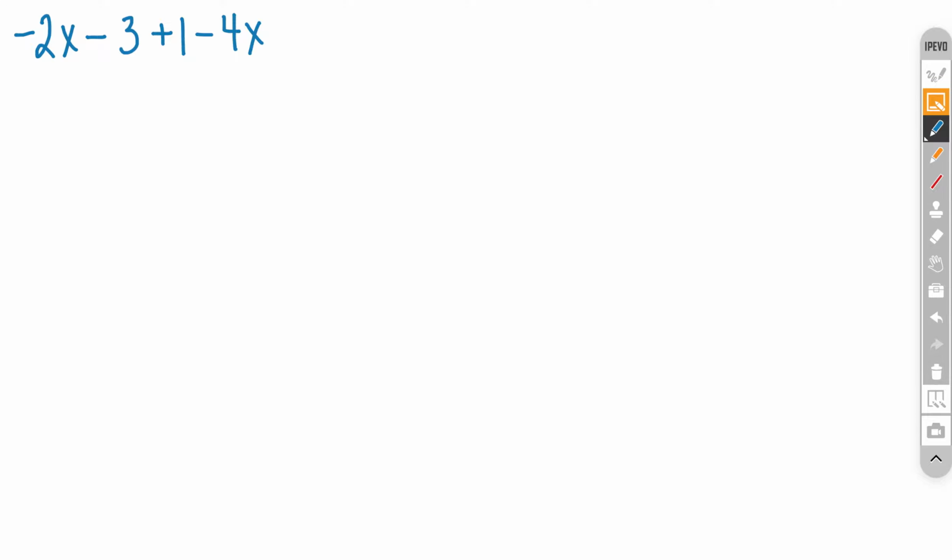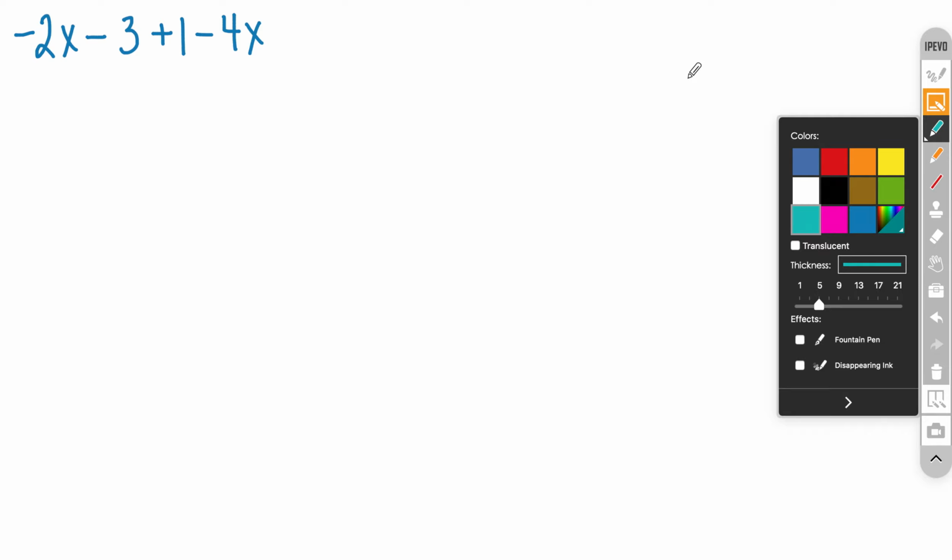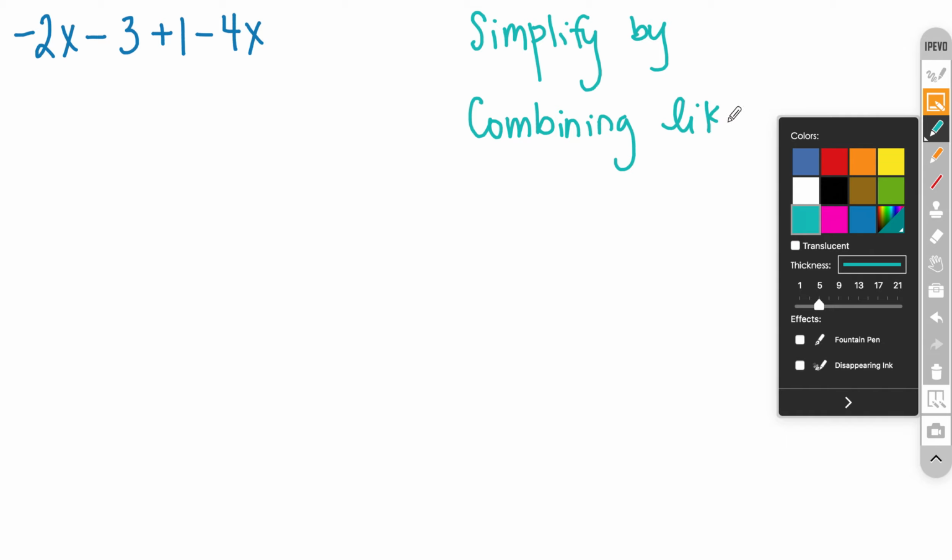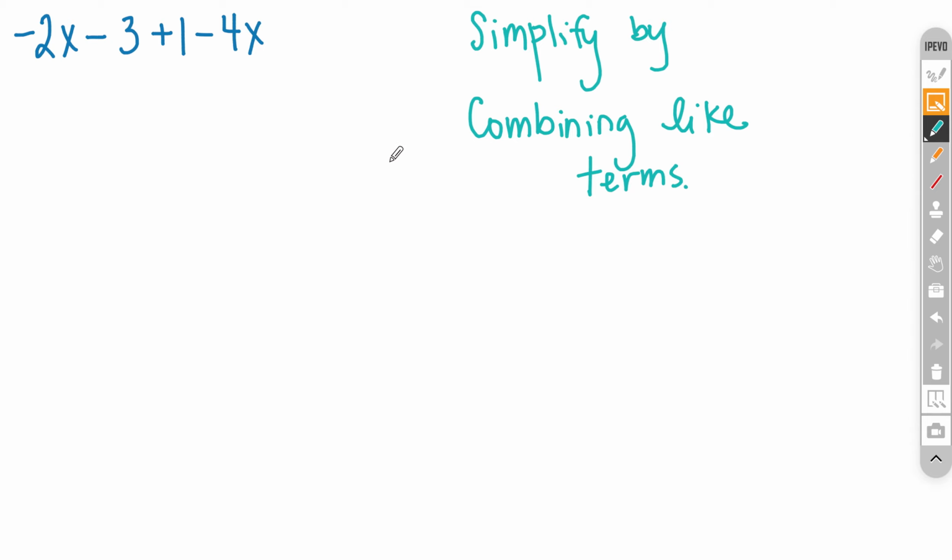So in this video, I want to talk about combining like terms. Typically, you'll see for a problem like this, the directions will say simplify by combining like terms. So I'm going to give you guys some practical steps to begin with, and just kind of go through those steps with you for this problem.